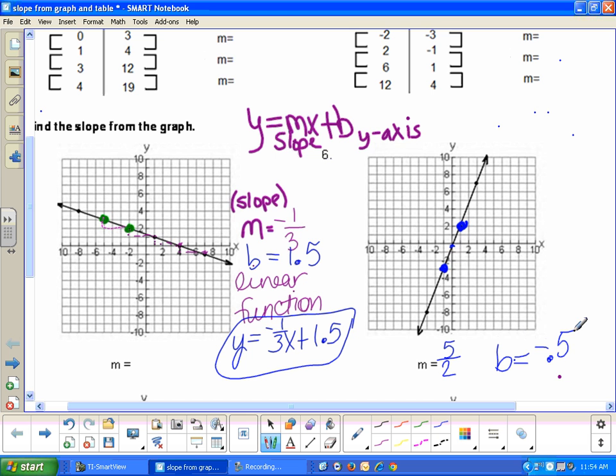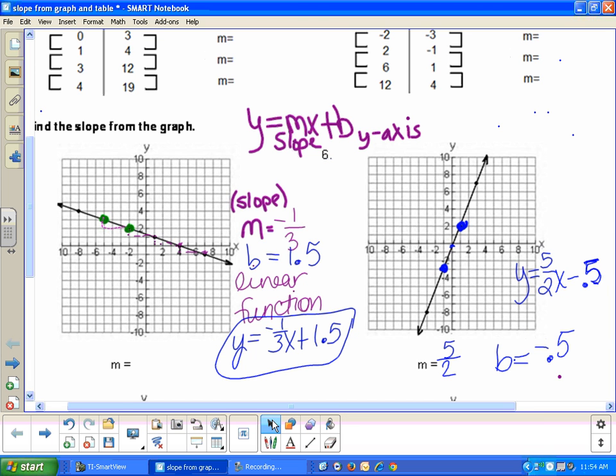So I want you to write the equation of the line. y equals 5 over 2x minus 0.5. We need to go from here to here, from here to here. We want to see where those connect.